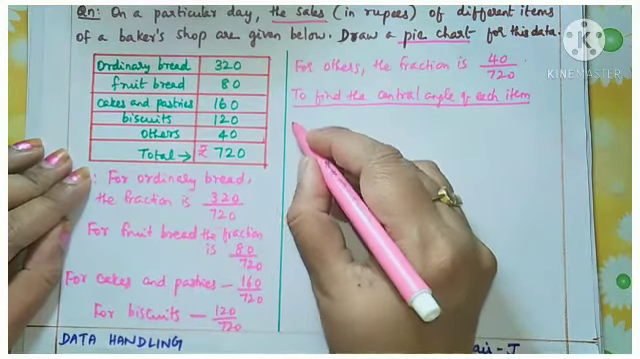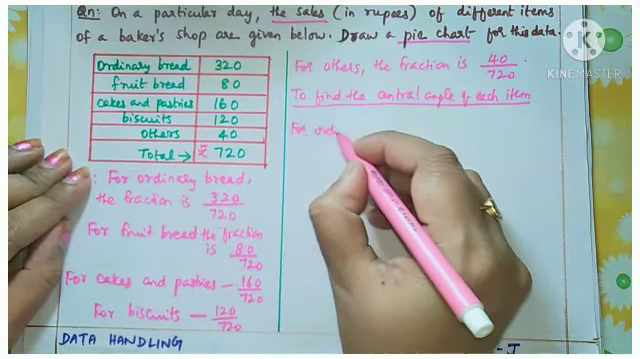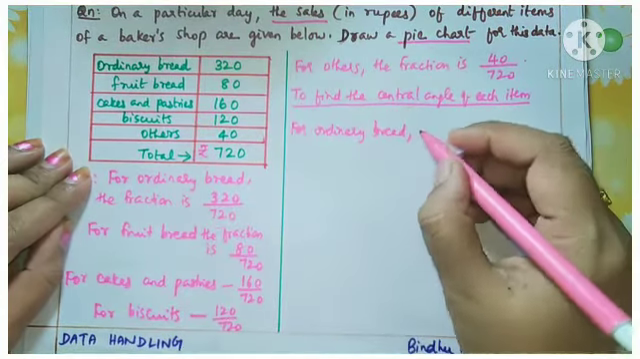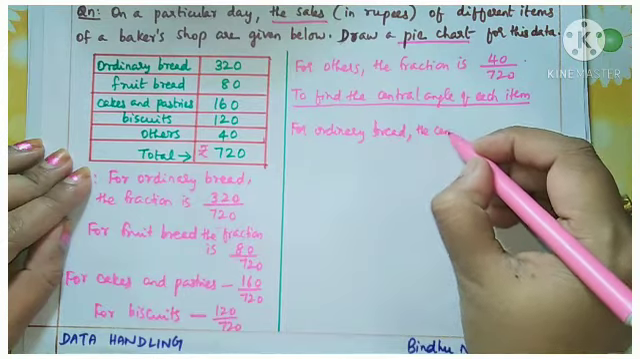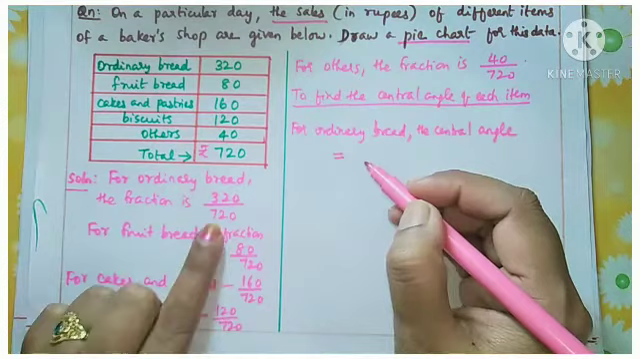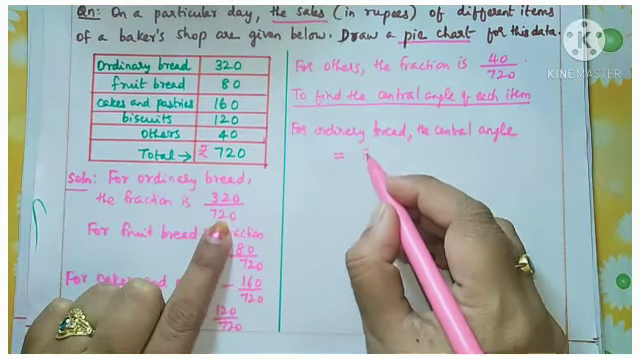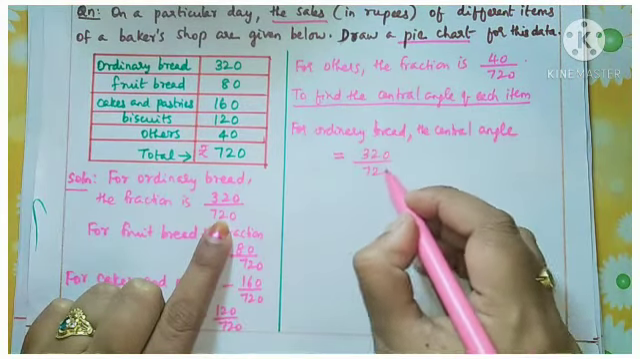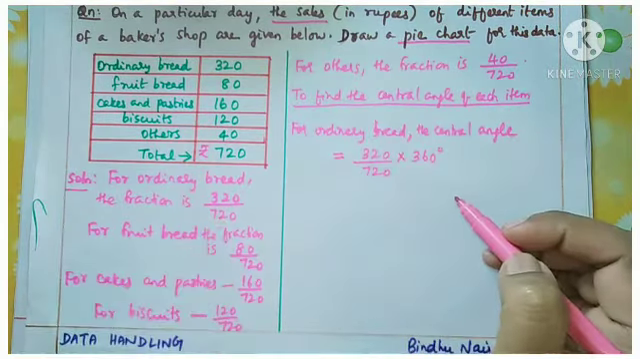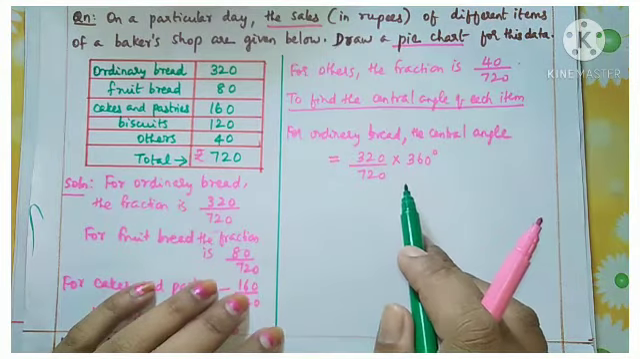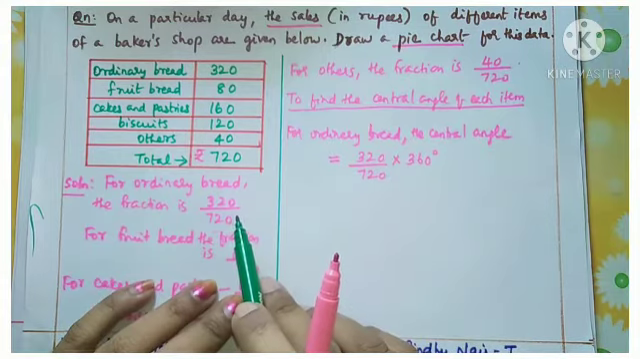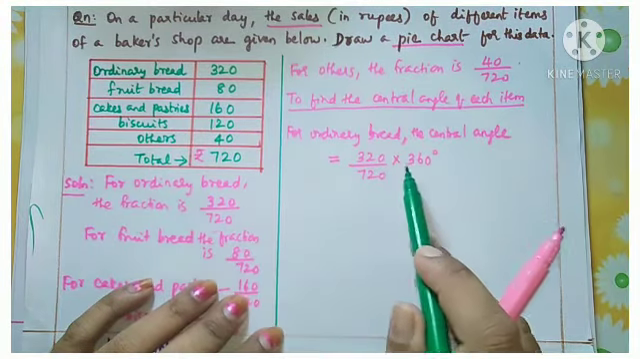Okay. So for ordinary bread, the central angle is equal to, yes, what is the fraction for ordinary bread? 320 by 720. That you want to multiply by 360 degrees. So this is the way to find out the central angle of each sector. You want to multiply the fraction into 360 degrees.